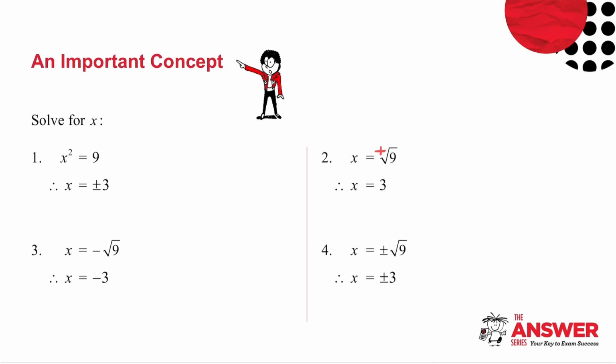If I give you x is equal to minus root 9, then x is equal to minus 3. And if I give you that x is equal to plus or minus root 9, then x could be plus or minus 3. So if you're given it with a square root, just watch very carefully what sign is in front of the square root.